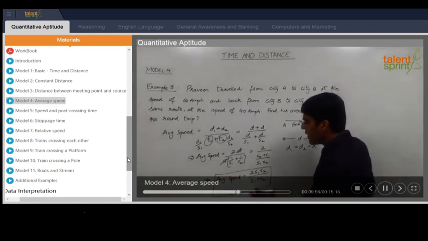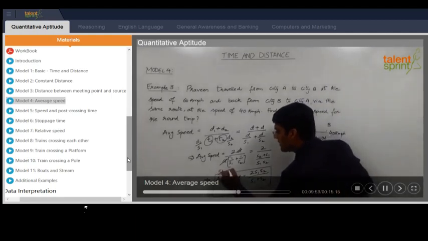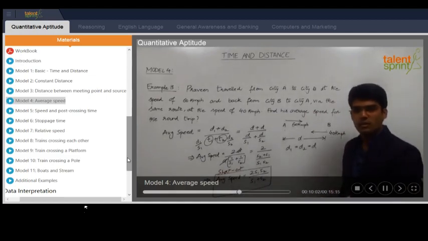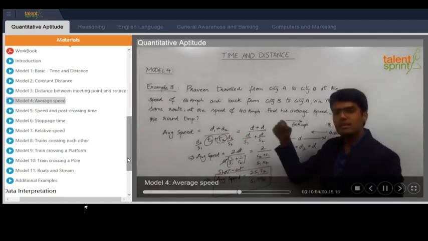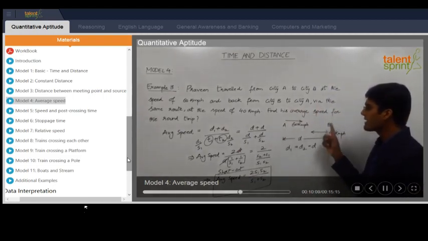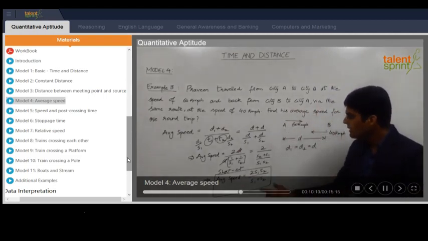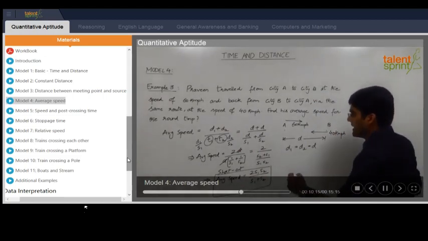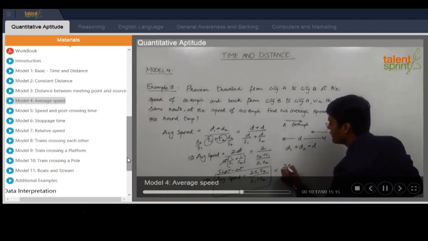So friends, now we have obtained a shortcut formula to find out the average speed when the distances traveled are equal. So instead of taking the average speed as total distance by total time, whenever you find that the distance traveled in both the parts are equal, you can simply take the average speed as 2 s1 s2 by s1 plus s2. And this now, by substituting the values, we get 2 into 60 into 40 divided by 60 plus 40.